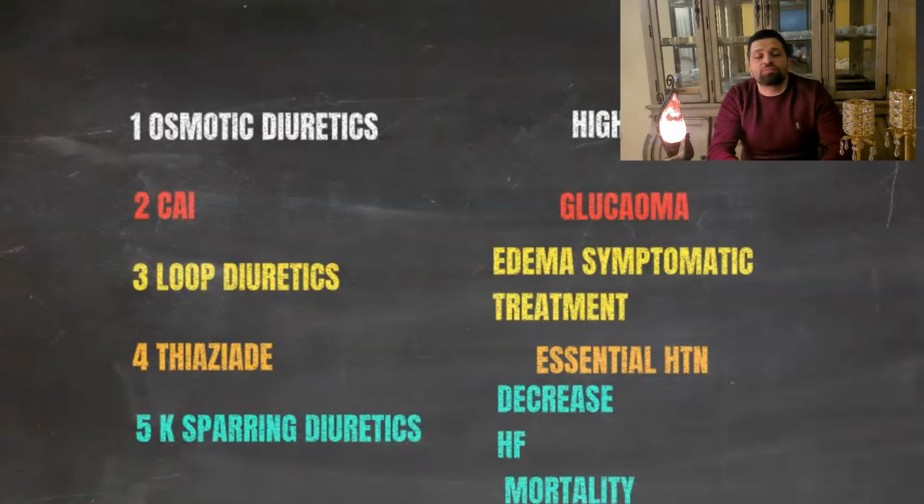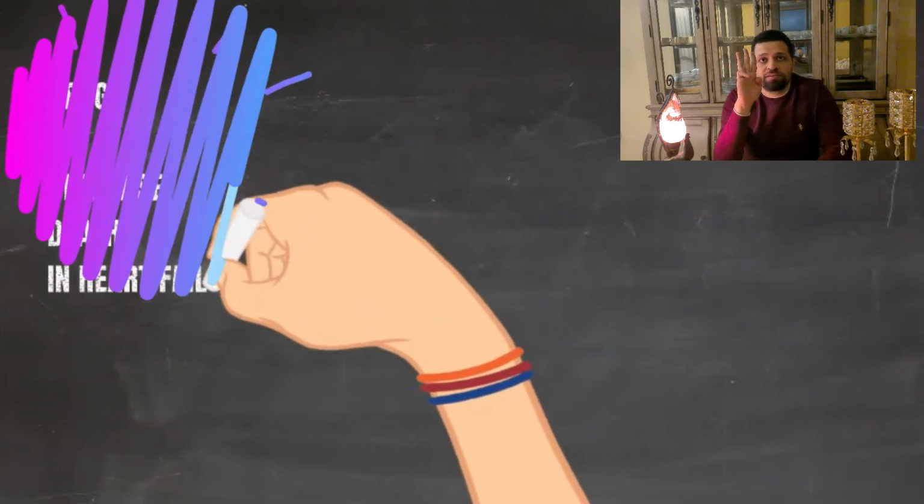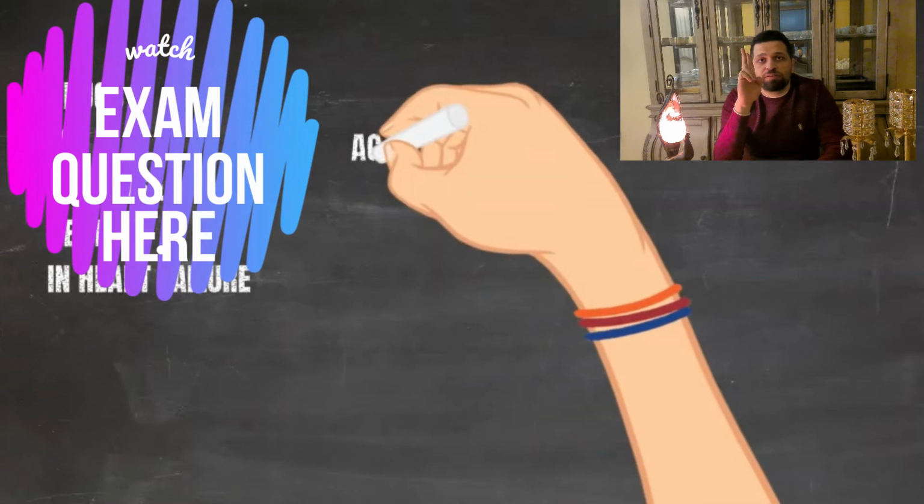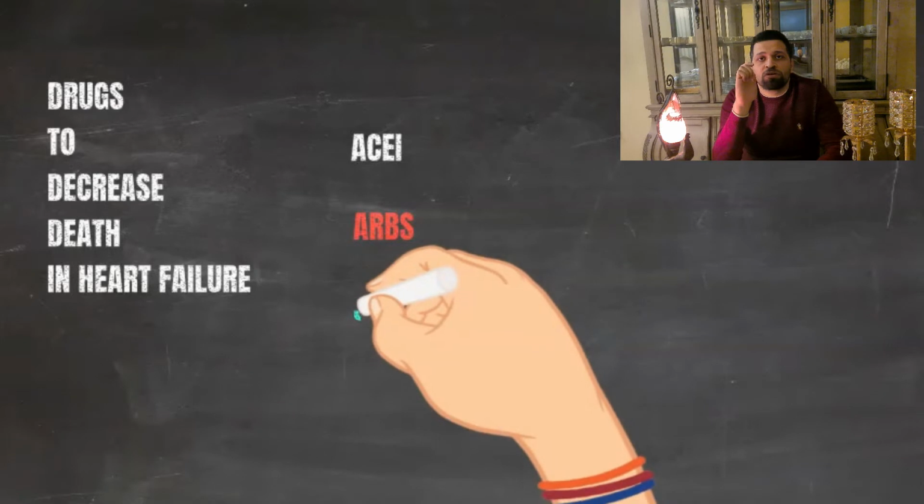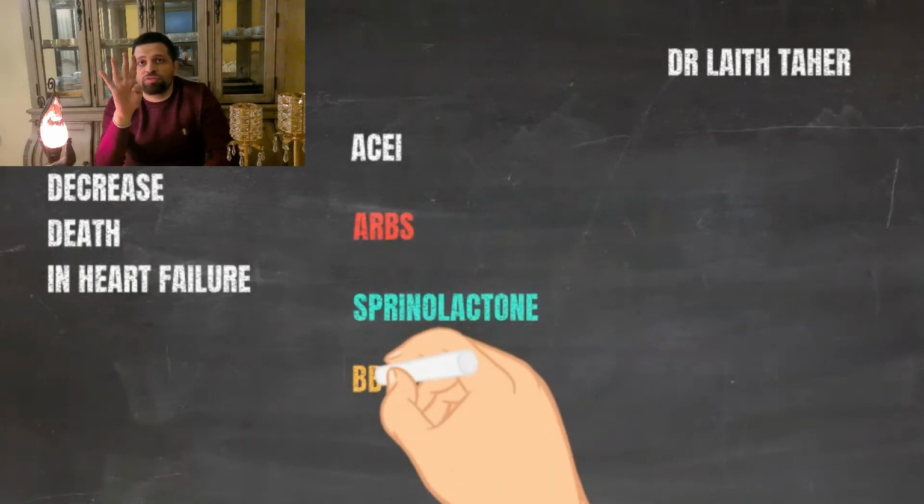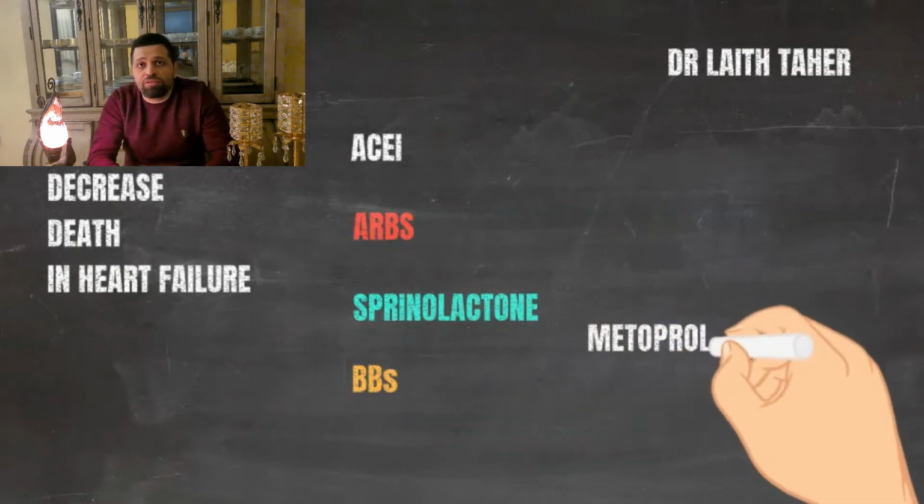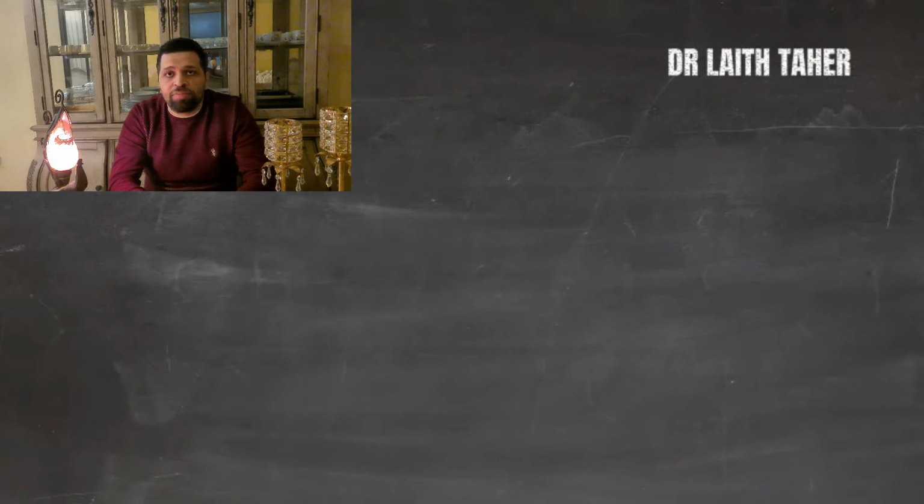But here it's not symptomatic as Lasix, furosemide. Here it decreases mortality in heart failure. So we have four types of drugs that decrease mortality in heart failure. This is always a question in the exam. It's ACE inhibitors or angiotensin receptor blockers, ARBs, or beta blockers, and finally, potassium-sparing diuretics. These are the only four categories that decrease mortality. Regarding the beta blockers, they are either carvedilol, metoprolol, and bisoprolol.